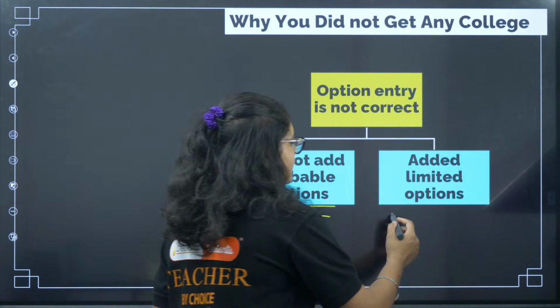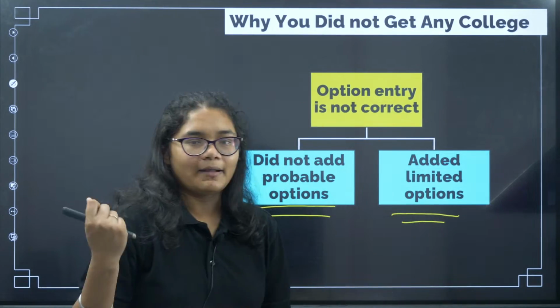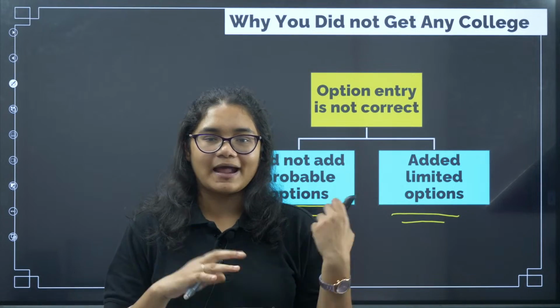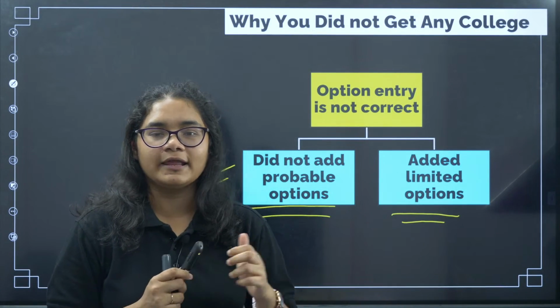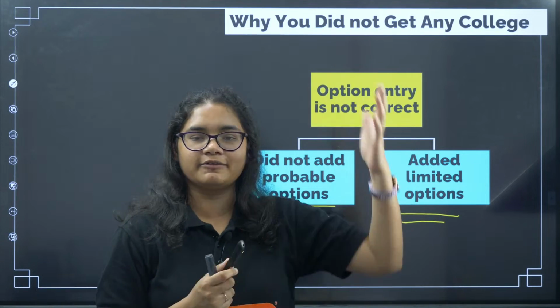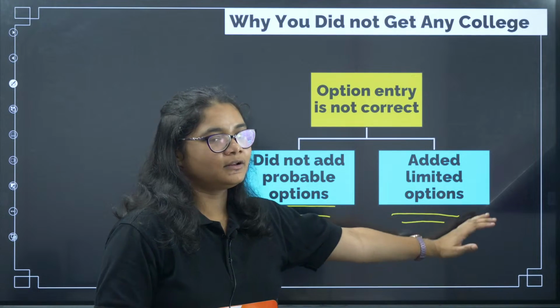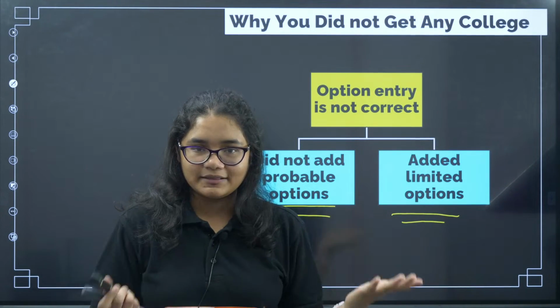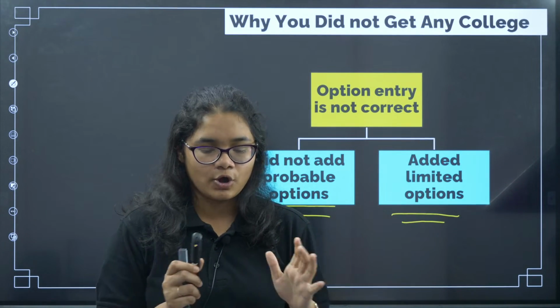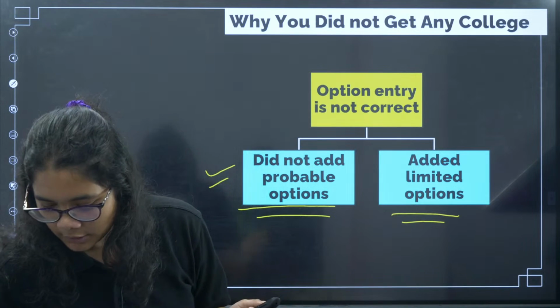Second reason can be adding limited options. Might be you are a little lazy here and added very limited options, or you were overconfident that with 5-7 options I'll be getting a seat, and you did not do proper research and added the wrong options. So these 2 can be the reasons why you did not get a college in the first mock allotment.